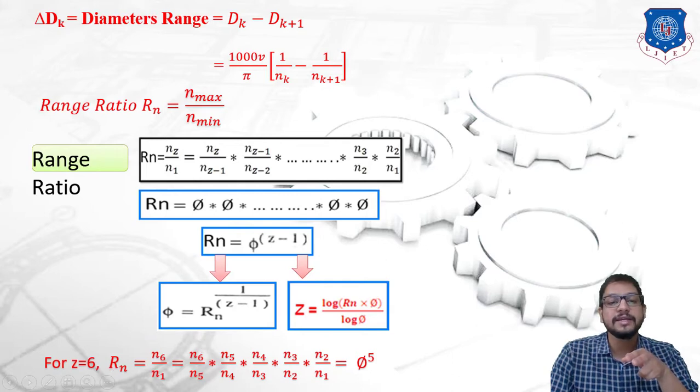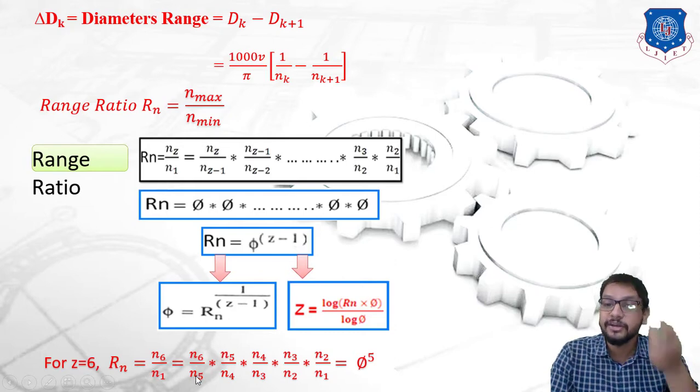But in every case, that is N6 by N1, what is it? We would say a ratio between two successive spindle speeds. Similarly, N5 by N4, the ratio between two successive spindle speeds. So that is what? We would say that is a gear ratio. We can denote this gear ratio by phi.